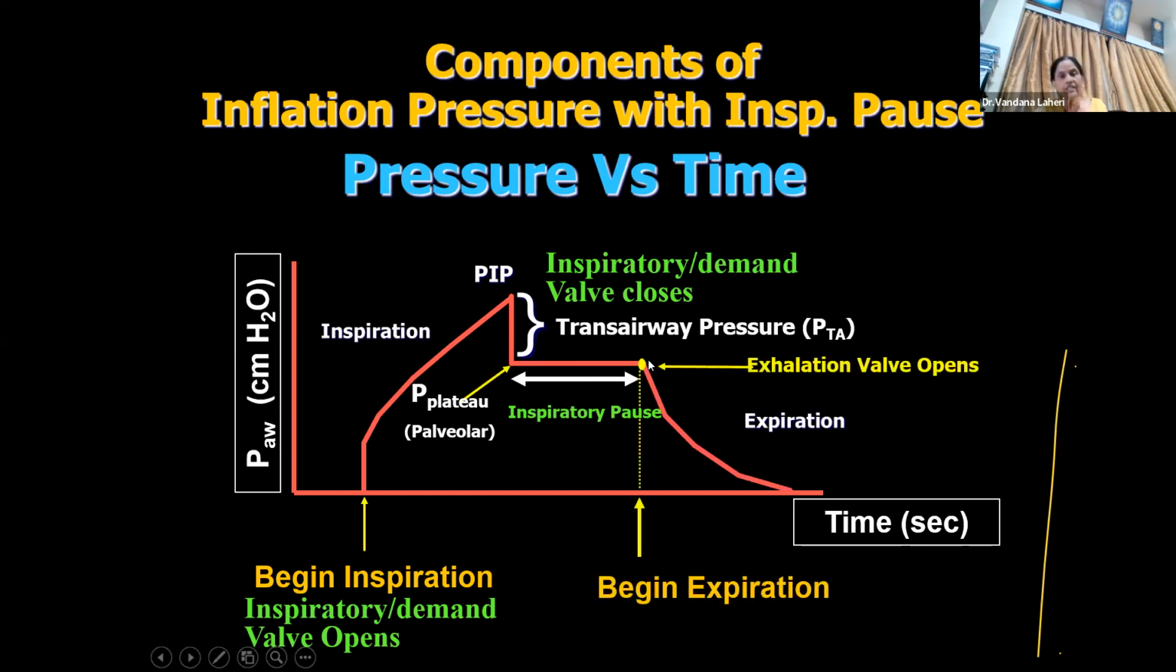And this is where the exhalation valve opens. So please remember here, the inhalation valve has stopped, the exhalation valve has not opened, okay? The flow drops, the pressure drops. There is a pressure in the alveoli because the exhalation valve has not opened. This is what is called plateau pressure, okay? So this is the inflation pressure graphic, the components of inflation pressure.